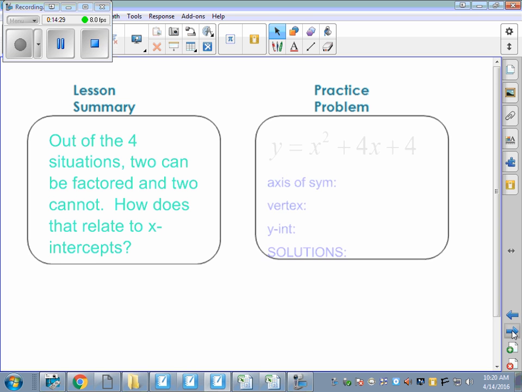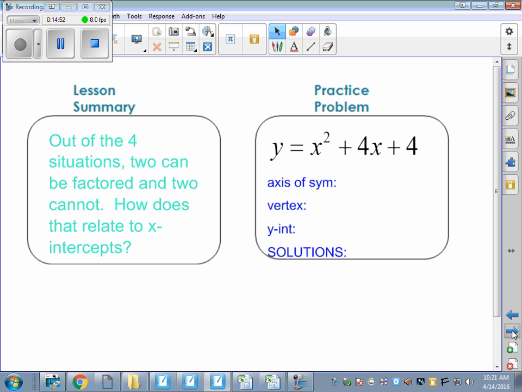And practice problem. You don't necessarily have to graph it, but find the stuff that you would find to graph it. I should have put this in vertex form, I apologize. But I've got y equals x squared plus 4x plus 4. Find me the axis of symmetry, the vertex, the y-intercept, and the solutions. Find those solutions by doing our old-fashioned factoring, or by graphing it.